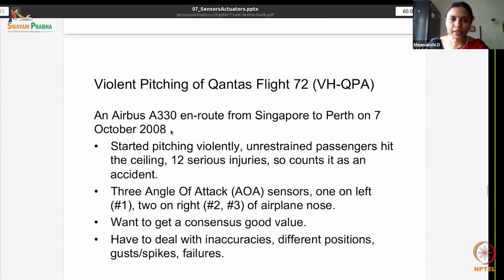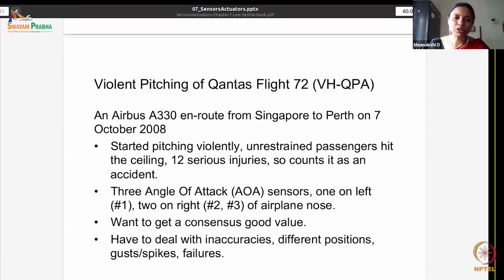In the year 2008, an Airbus A330 aircraft of Qantas Airways, on its flight from Singapore to Perth in Australia, suddenly started pitching violently mid-air. There were passengers who weren't wearing seat belts. They literally jumped out of their seats and hit the ceiling of the aircraft, which resulted in 12 serious injuries. So it was counted as an accident. When they investigated why this happened, the problem was traced down to a sensor fusion problem.